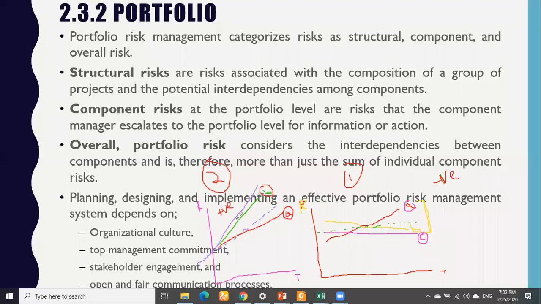ठीक है? What does the slope indicate? Slope indicates risk. If there is a slope, it means it is a risk. What does the slope tell us? Slope tells us a change. ठीक है? Now what do we mean by slope?